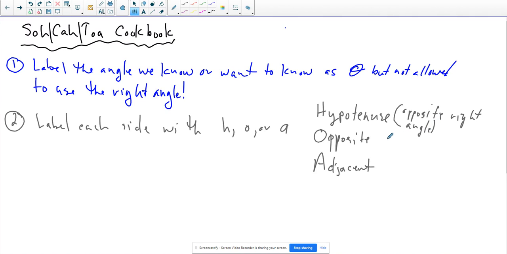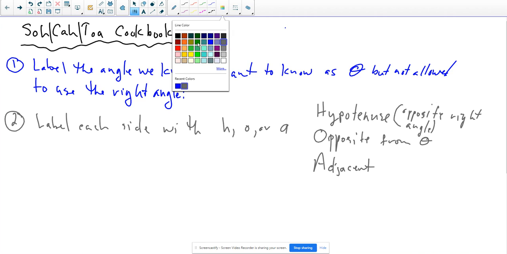And then opposite, well, opposite's an interesting one. So opposite is opposite from our theta. And adjacent really ends up being the leftover side, or it's the side that is attached to where you put your theta that's not the hypotenuse. So this will become a lot more apparent when we do more of those examples. So first step, label the angle we know or want to know as theta. Step 2, label each side with H, O, or A.